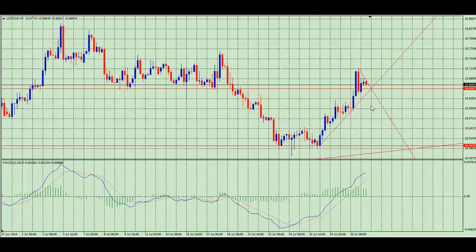We shall see. Price can always dumbfound us and catch us out, but that's the opportunity today on the US dollar South African rand.